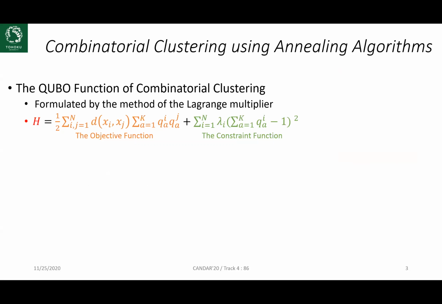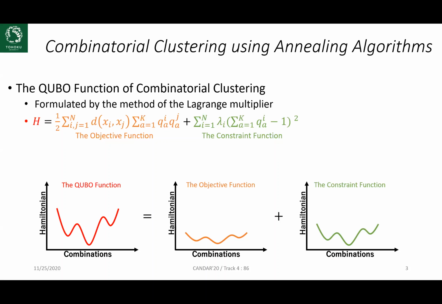In the annealing algorithms, the combinatorial optimization problem is represented by a quadratic unconstrained binary optimization, QUBO, problem, which minimizes an objective function of a quadratic polynomial described by binary variables. In combinatorial clustering, the objective function and the constraint function are formulated into the QUBO function by the method of the Lagrange multiplier.